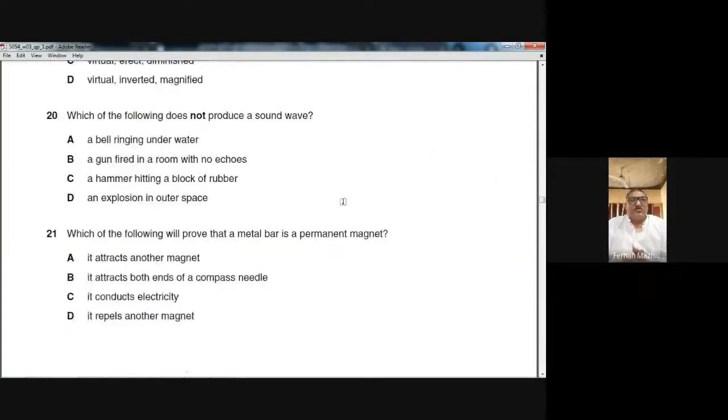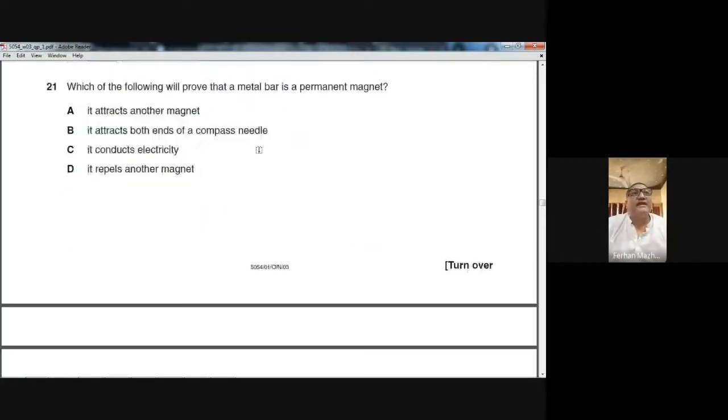The next question, which of the following does not produce a sound wave? A bell ringing underwater, it will produce sound, you will be able to hear it. A gun fired in a room with no echoes, no, that's not possible. A hammer hitting a block of rubber, that will produce sound. An explosion in outer space, yes, this will not produce sound because you know that in outer space there is vacuum and sound needs a medium to travel. So when there is a vacuum around the explosion, the sound cannot reach you. So D is the option. Question number 20, D is the right option.